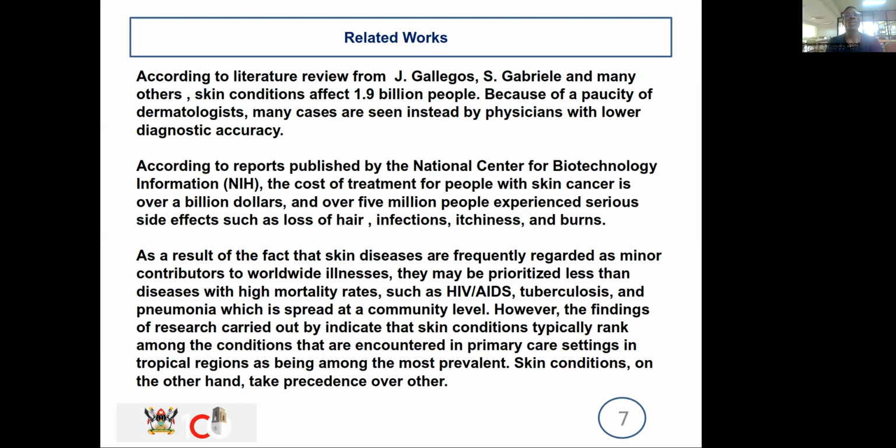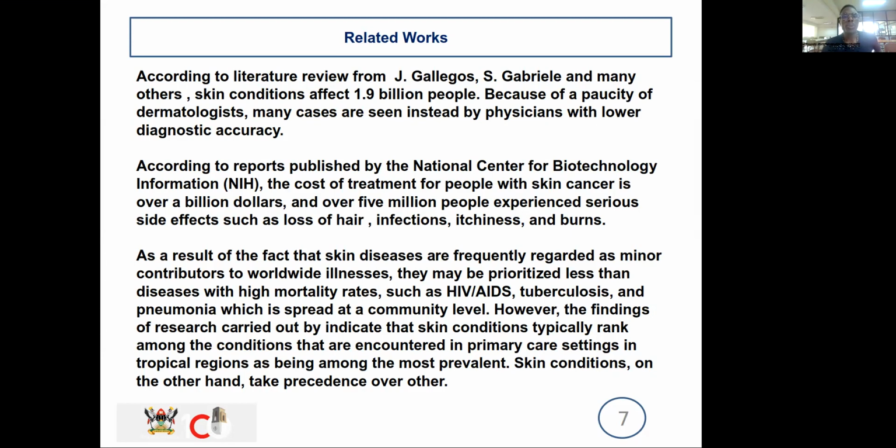Related works. According to the literature review, under J. Carlegos and S. Gabriela and many others, skin conditions affect 1.9 billion people. In many cases, this is seen by physicians with lower diagnostic accuracy. Like I said, the human experts are more prone to misdiagnosis, so they will be able to witness this.